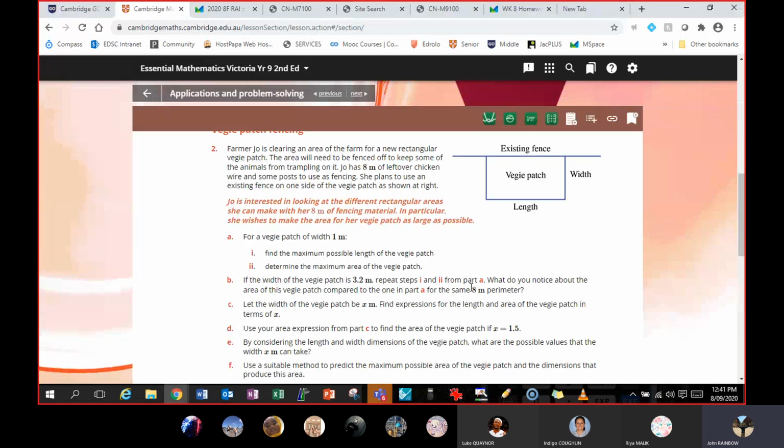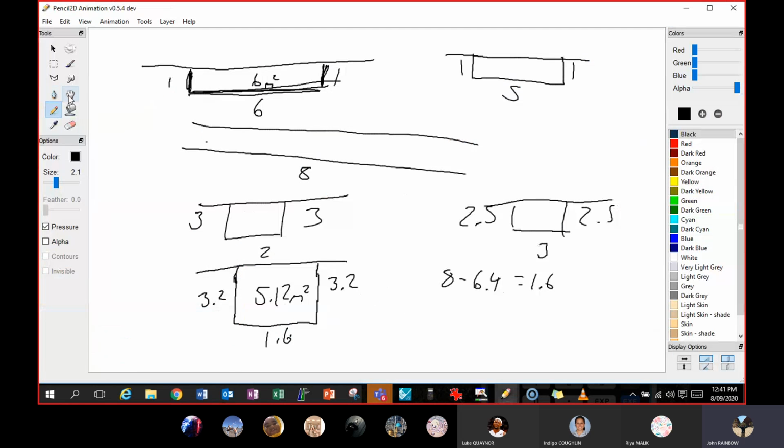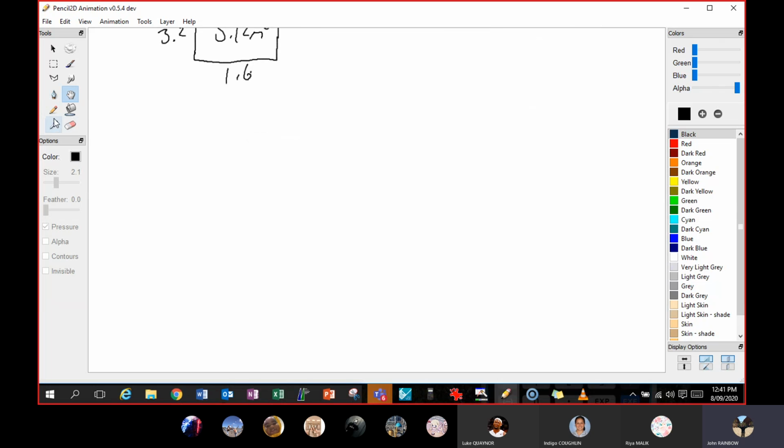So I noticed that it changes, right? So obviously, depending. Let the width of the veggie patch be x meters. Okay. So now, this is where we get good fun. All right, this is the fun part. Oh yeah, can't wait. Oh, it's so exciting to be introducing this to you guys. I'm really excited.